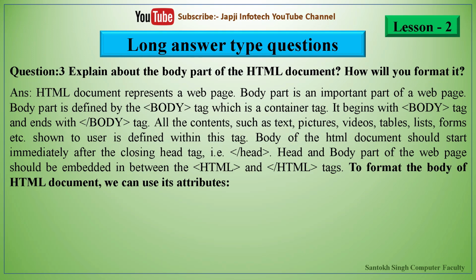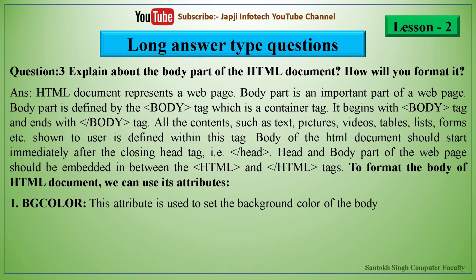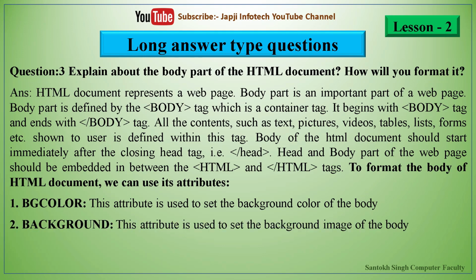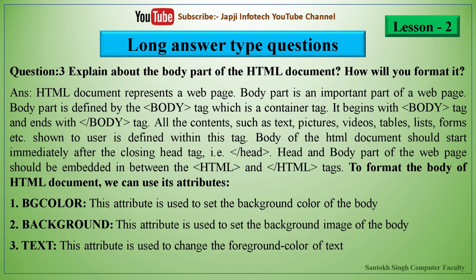To format the body of the HTML document, we can use its attributes. The first one is BG color. This attribute is used to set the background color of the body. The second one is background. This attribute is used to set the background image of the body. And the third one is text. This attribute is used to change the foreground color of text.